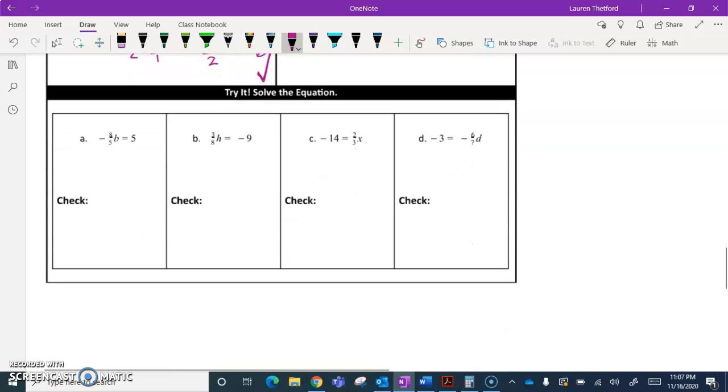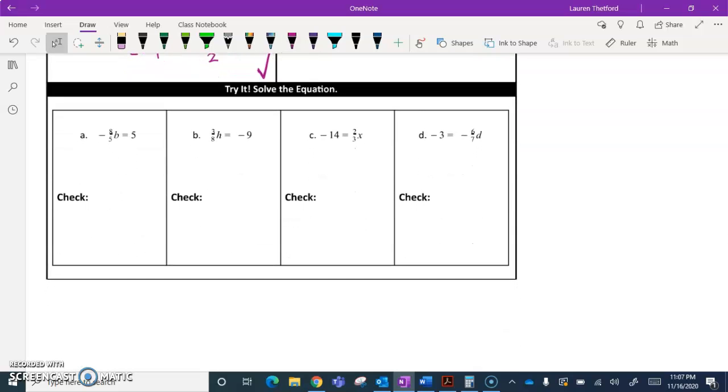And so now you're going to do the try-its on your own. You're going to check your work, and then you will check your answers with mine.